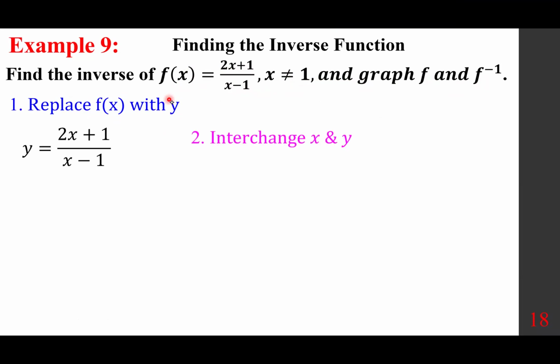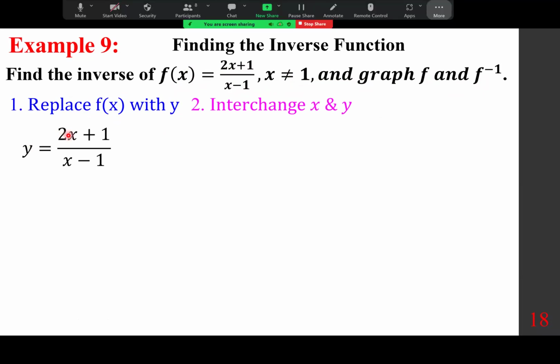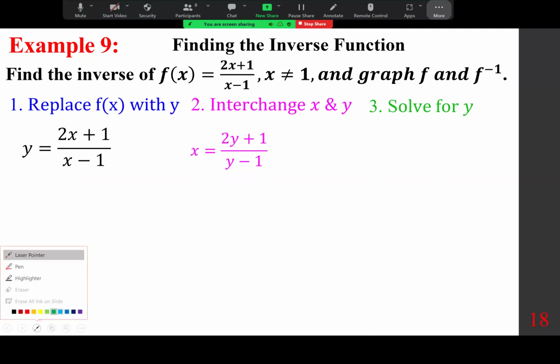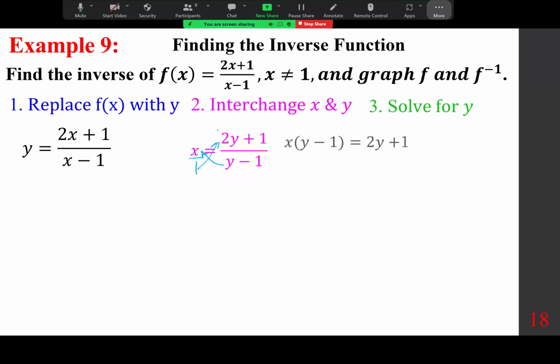The next step is to interchange x and y. So we're going to call this x, and this becomes 2y plus 1 over y minus 1. And the next step is to solve for y. So to solve for y, we do the cross product. x times y minus 1, 1 times 2y plus 1.